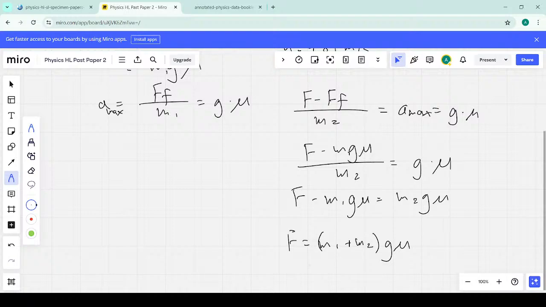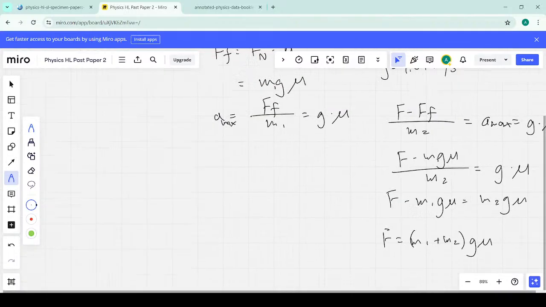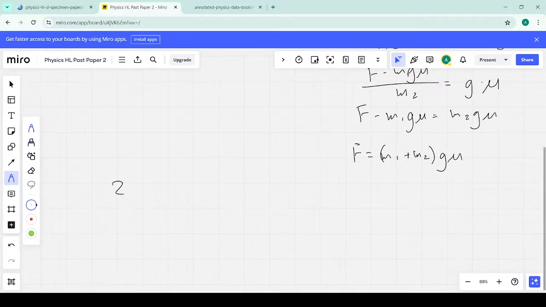And then you can substitute your values. I won't do the calculations, just to save time, we'll move on to the next one.